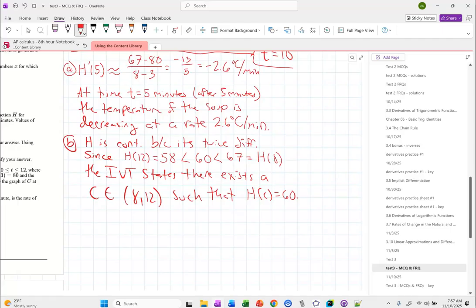So again, the IVT requires two things at the start. You need continuity, and then you need two y values that sandwich the y value of interest. And then the IVT just states there's going to be a y value that takes on the desired value inside the corresponding x's, right? So far, so good?